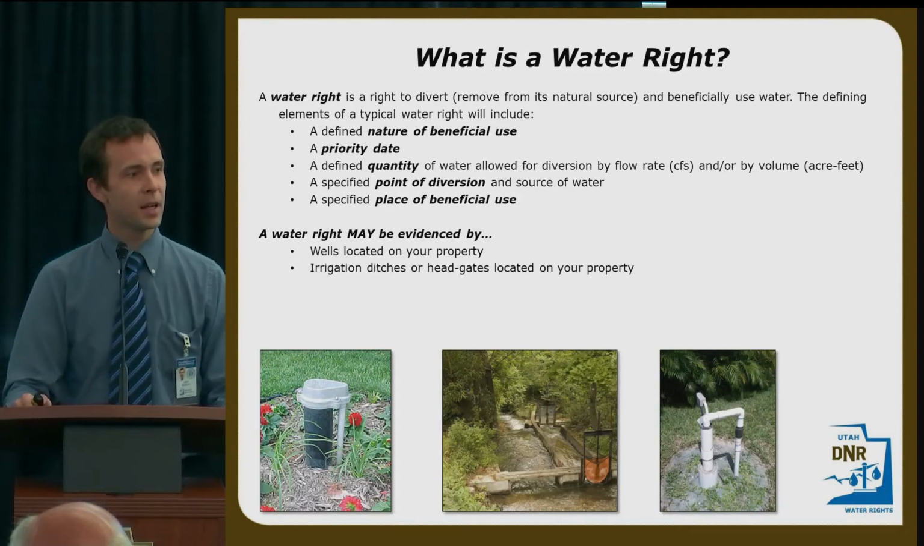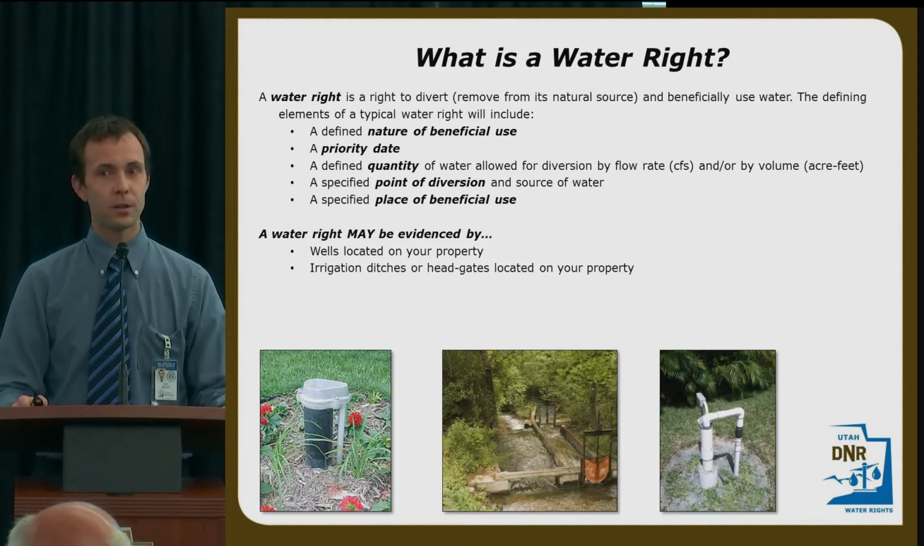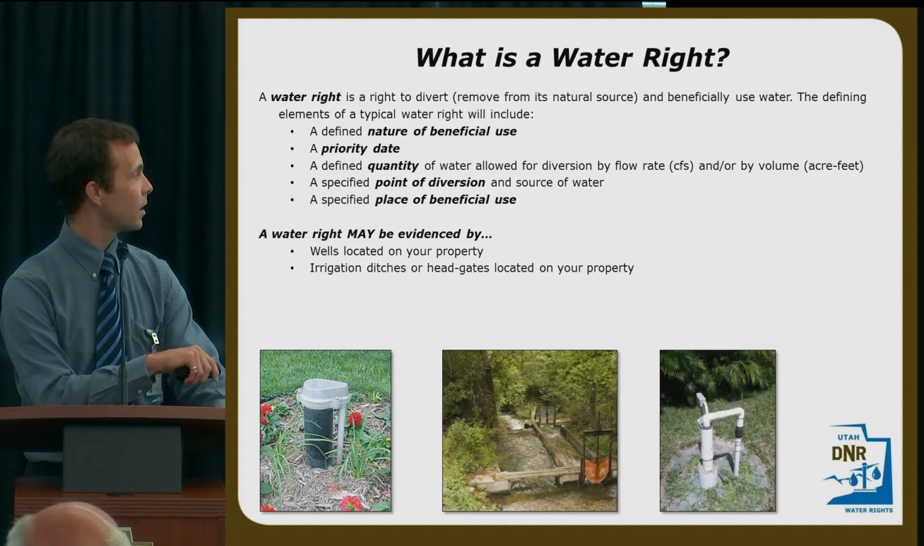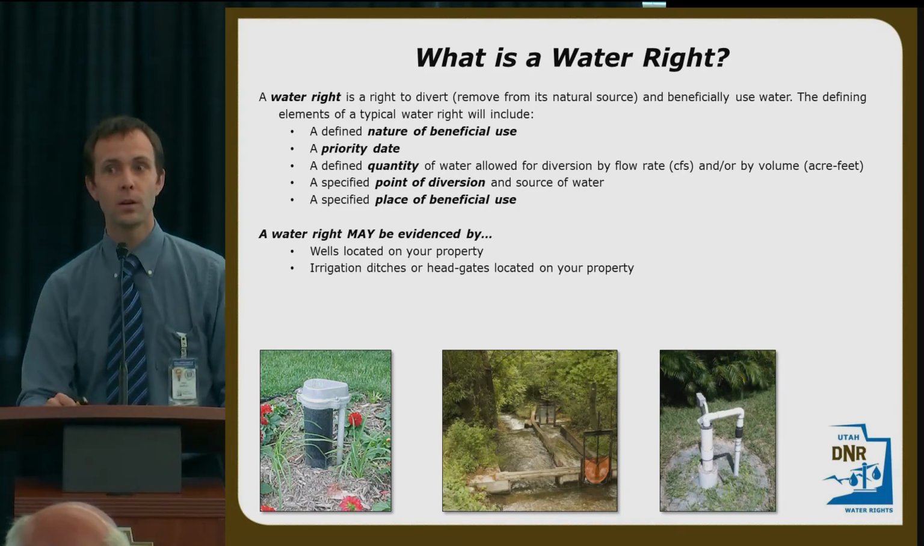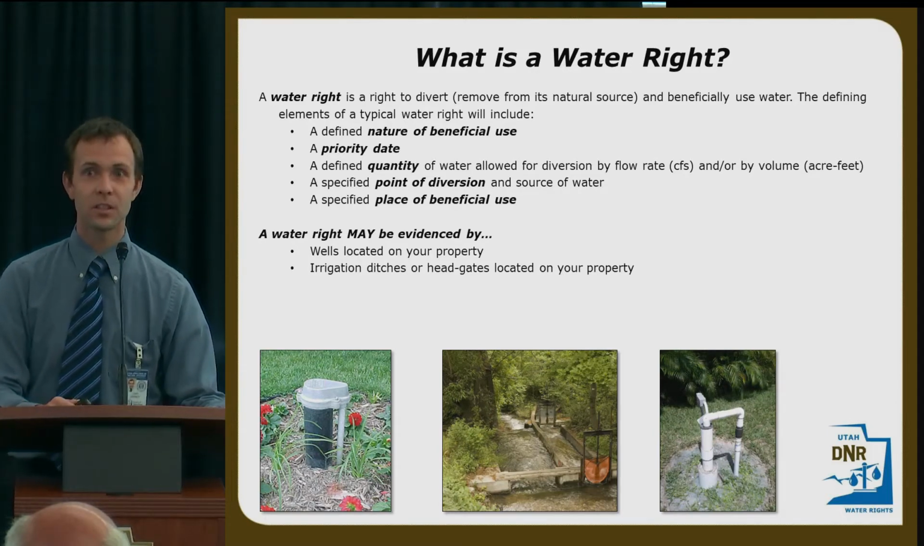So a water right might be manifested by what you'd see on the ground. You'd see maybe a well or a stream box, a diverting stream box, or a spring collection system, such as these images here.